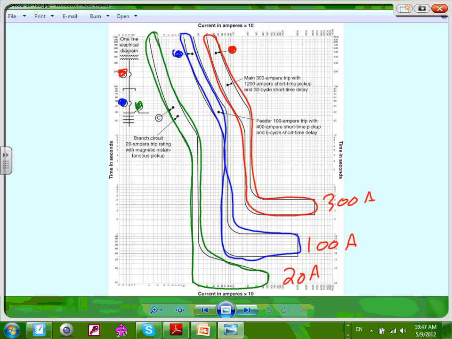For whatever reason, if it didn't trip because of malfunction, then the big boy, the 100 amp for the panel, will trip. If that also malfunctions, so this is line of defense 1, line of defense 2, line of defense 3. But for Pete's sake, you really want line of defense 1 to take care of business if you don't want people to yell at you. You don't want to trip the main. This is the branch circuit, the feeder, the main. Do you want the main to trip?